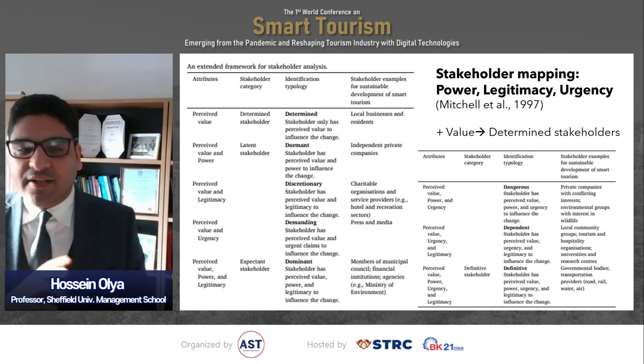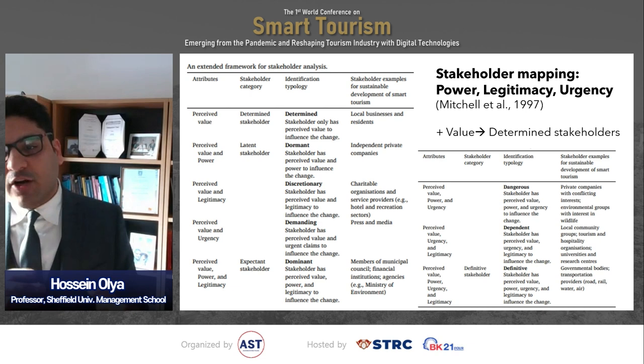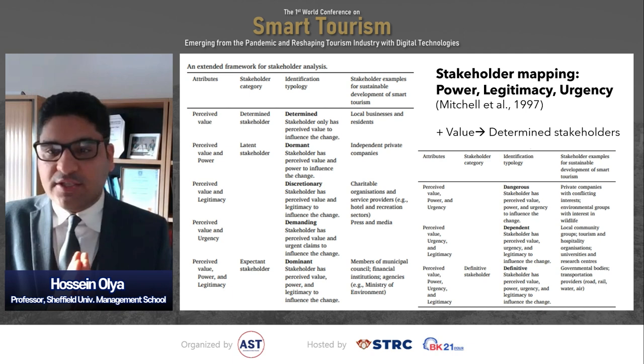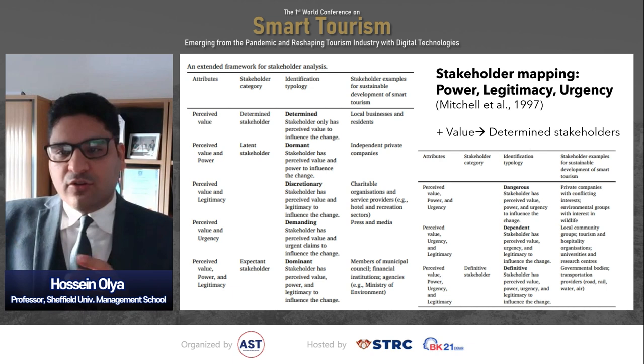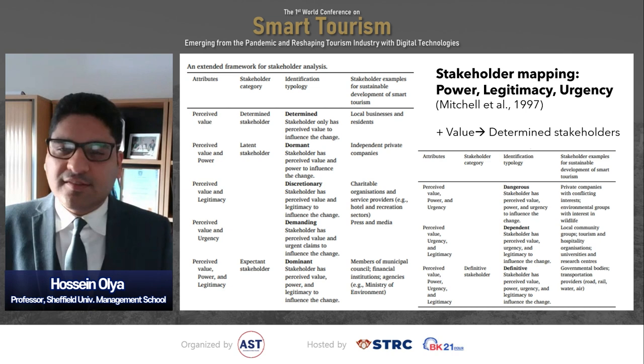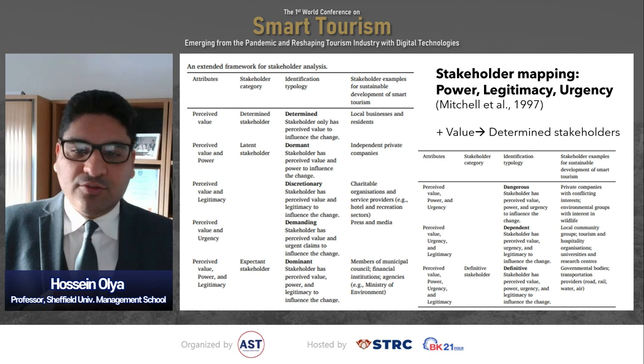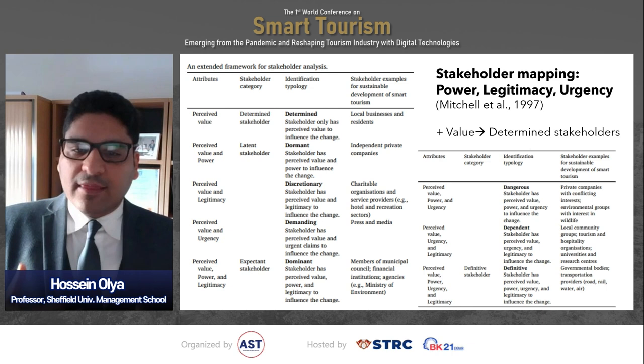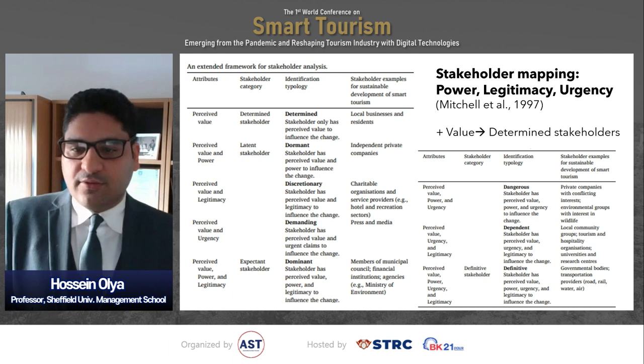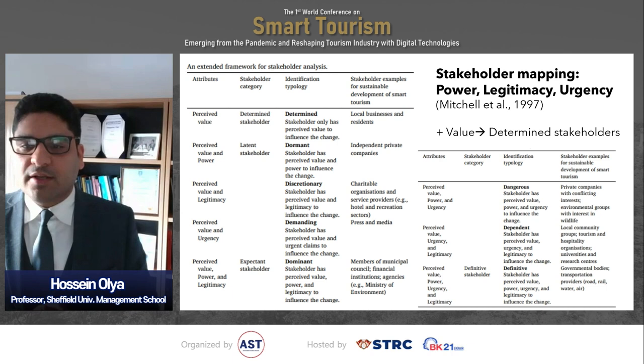And I learned from one of my projects that we involved one stakeholder, and in the middle of the project, that stakeholder, which was very important and had a lot of power, didn't see any value in being engaged with the project. So that's why we thought that this stakeholder model needed to be extended. That's why we introduced a new criterion, value. And we also introduced a new category or typology for stakeholders that we call the determined stakeholder. So in this paper, we extended the current model of stakeholder analysis. Go to the next slide.